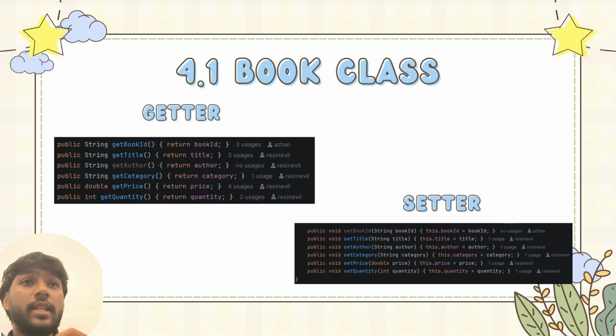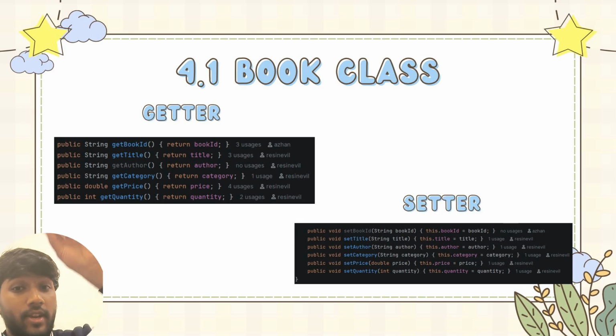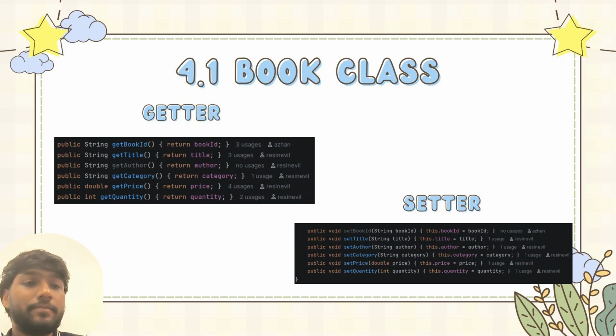So in this example, I need to create each and every getter method. For book ID, I have to create a getter method, getBookID, and then return the book ID. By doing that, I can get whatever value I've set for the private attribute book ID using the getBookID method.